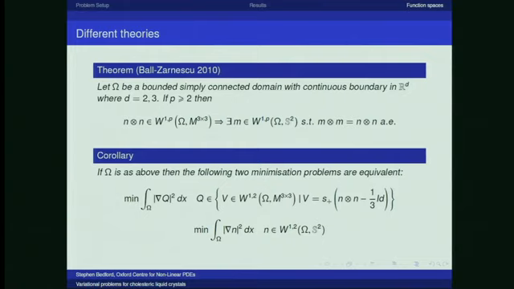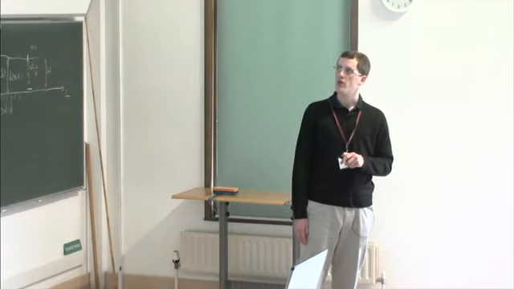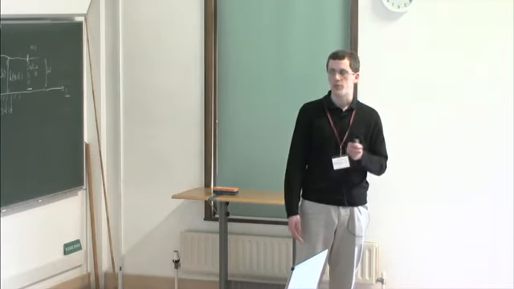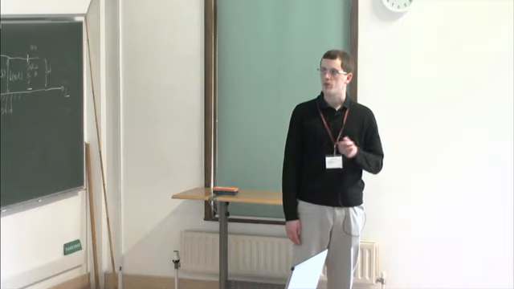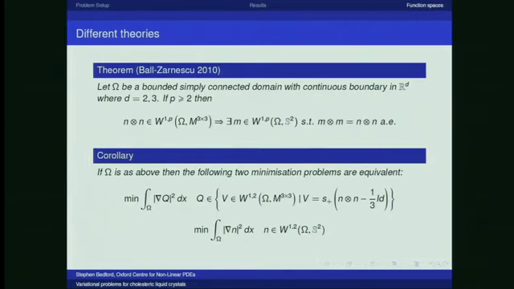If we have a bounded simply connected domain with continuous boundary in 2 or 3 dimensions, then if we have n tensor n as a Sobolev function, then we can turn this into an m, a Sobolev function of the same regularity, which is very important. That's basically saying that we can turn a line field into a vector field with the same regularity, as long as omega has these assumptions on it. So a very simple corollary of this is that constrained Q-tensor theory, where S is constant, is exactly the same minimization problem as the normal Oseen-Frank.